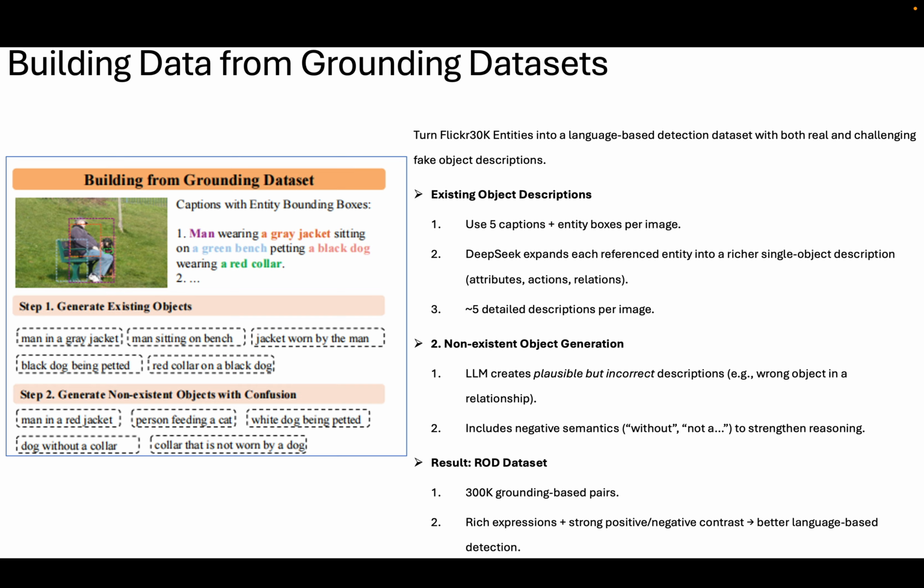On the left side, we can see that step 1 is generating descriptions for existing objects. Each image in that dataset comes with multiple captions and entity-level boxes. Together, this approach produces data that is far more expressive and realistic than traditional grounding datasets, and it trains the model to handle both accurate matches and tricky mismatches.